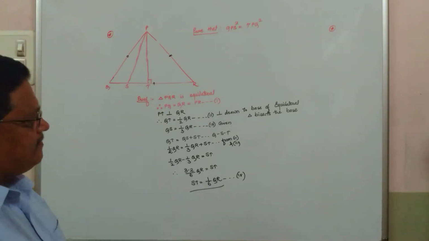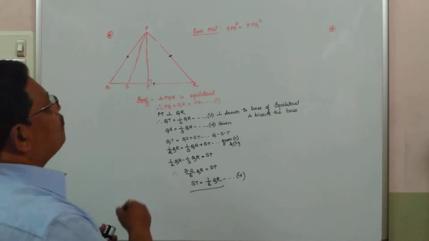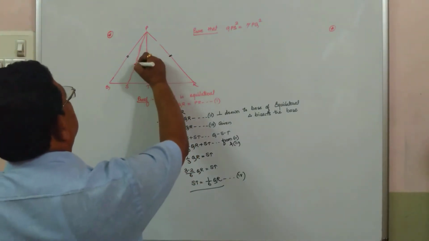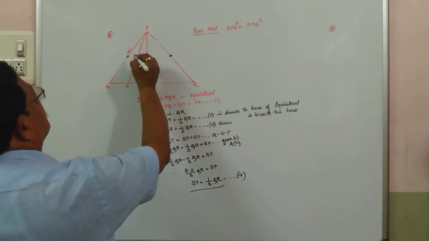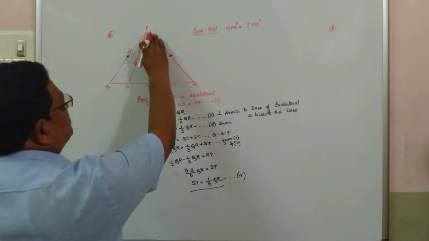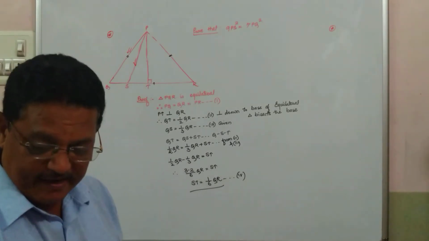Now we can complete the answer by using Pythagoras theorem. What is required? I require PS. This is PS. I require PQ. PQ is here. So I'll concentrate only on this. Instead of considering all this, I'll concentrate only on this and let us see how to get the answer.